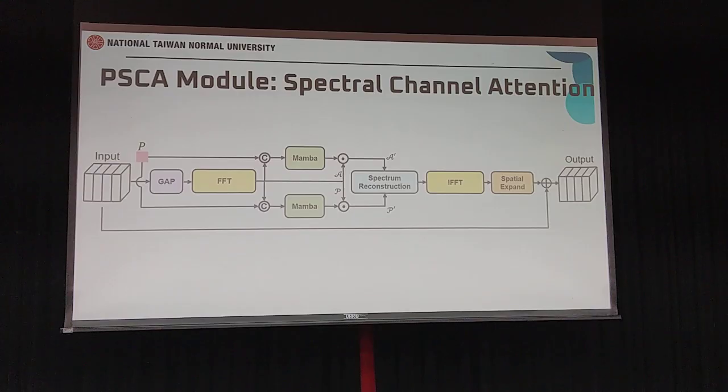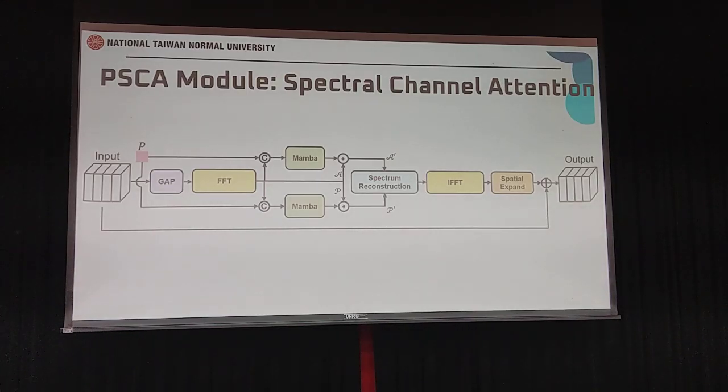The second part of PSCA is spectral channel attention. First, we apply global average pooling to a feature map to obtain a channel descriptor. Then, we apply Fourier transform along the channel dimension and separate the spectral representation into amplitude and phase. The amplitude contains intensity and contrast information, while the phase is related to structural information. Next, we combine these structural features with the physics prior and feed them into a Mamba block.